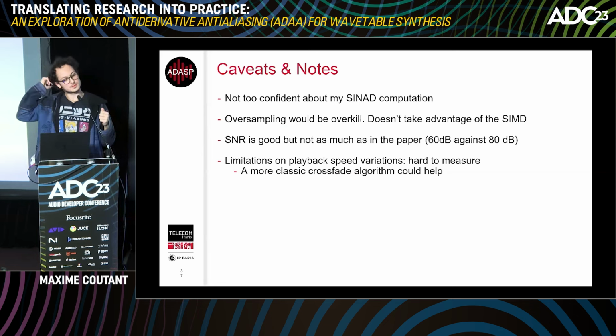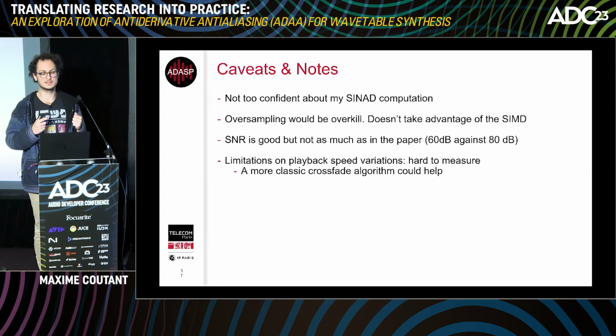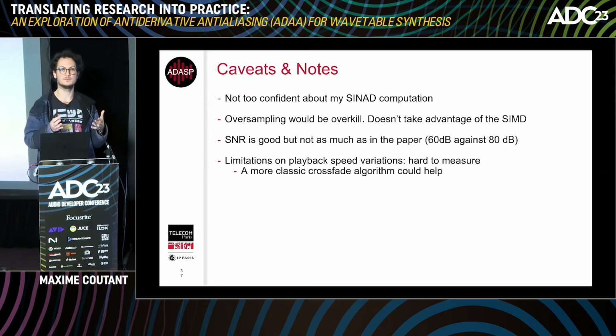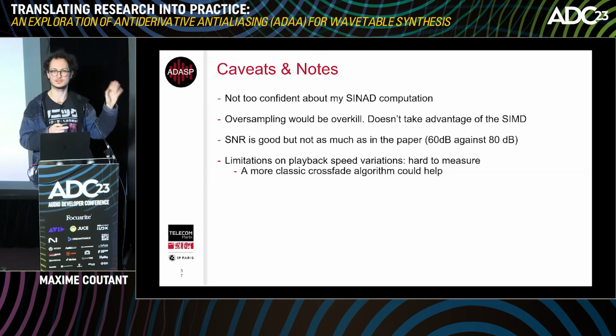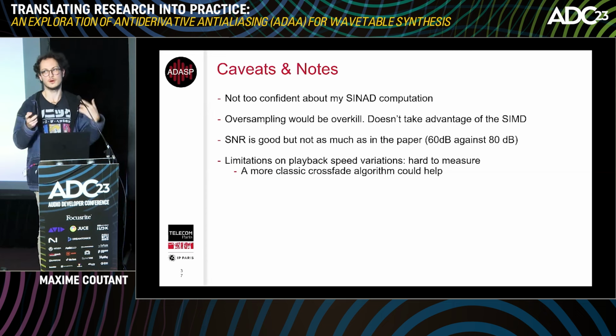A few caveats and notes. I'm not super confident with my CNAT computation, although I'm confident it helped me pick the good transition point. Don't rely too much on the CNAT computation. If you know how to compute that properly, I'd be happy to hear.